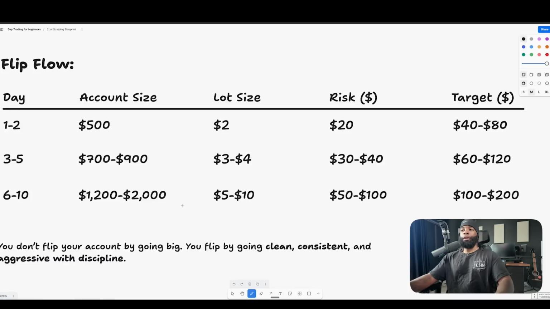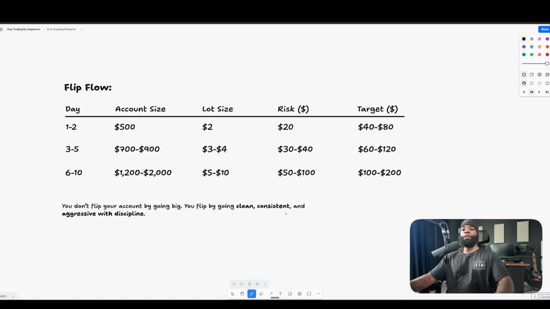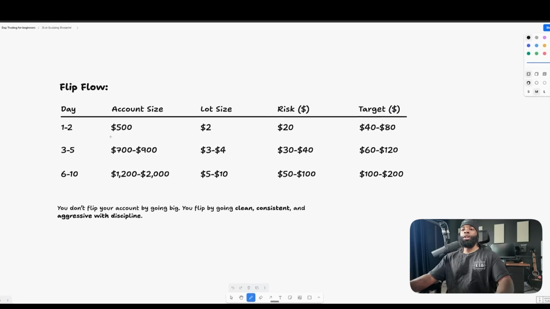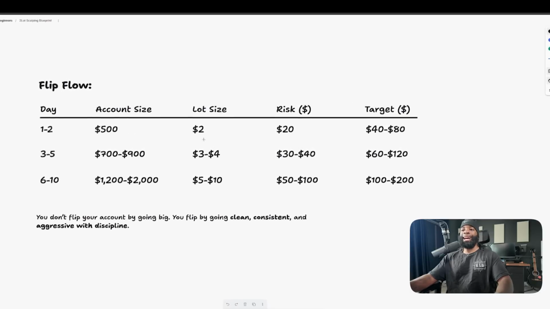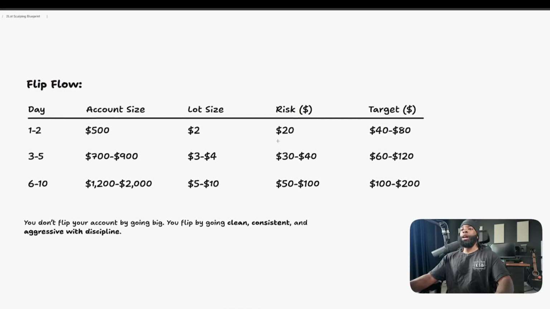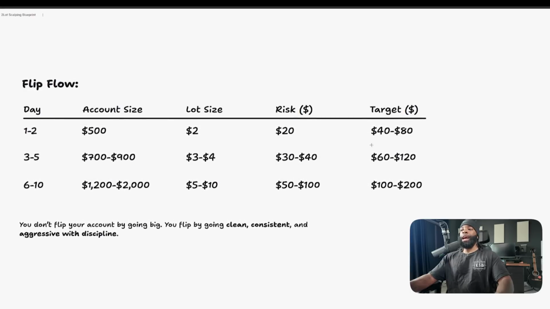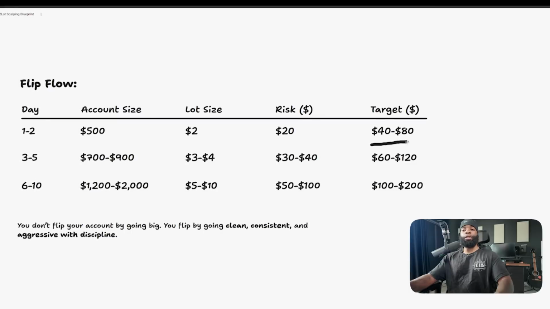Let's talk about the flip flow, because this is also important too. With the flip flow, let's say day 1 and day 2, your account size is at 500, lot size $2, and then your risk is 20, and then you're looking at $40 and $80 for your target. Perfect. Now let's say within 3 to 5 days, your account size now goes from 700 to 900. Now you can increase the lot size to 3 or 4, risk anywhere from 30 to 40 bucks. And then your target is going to be 60 to 120.